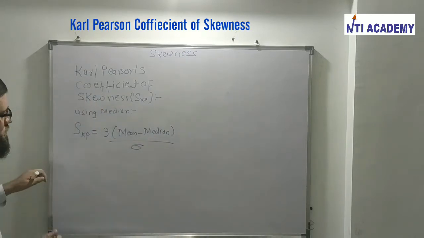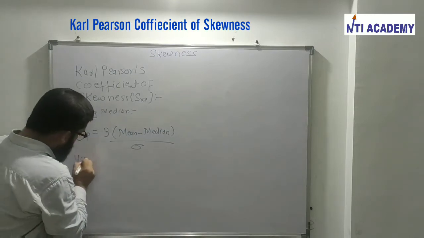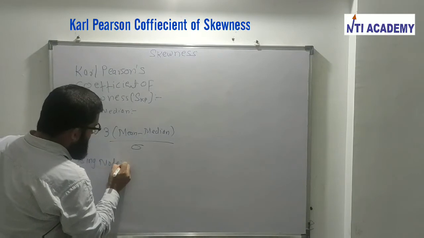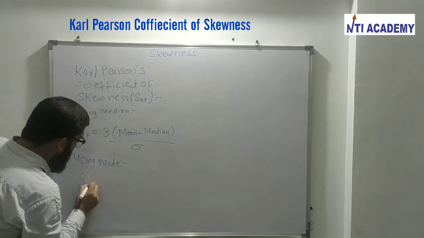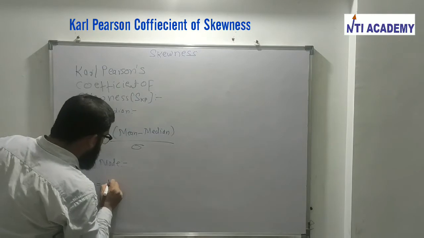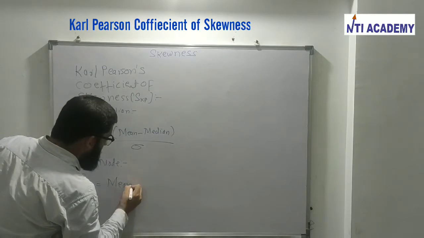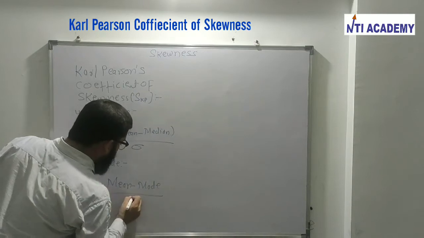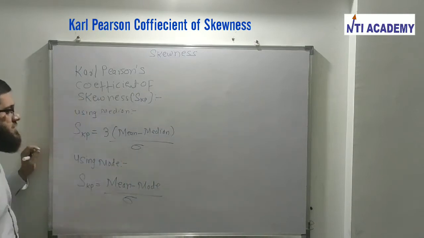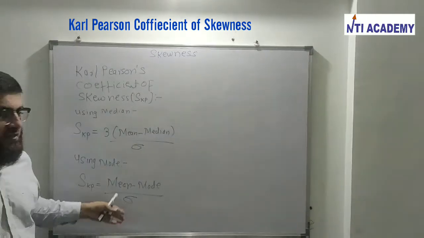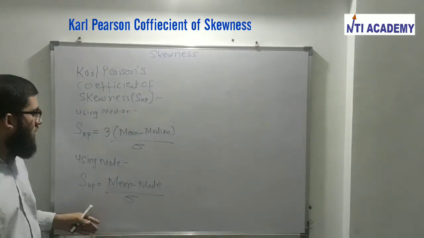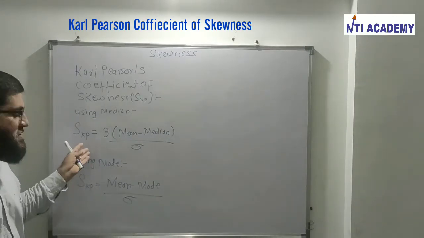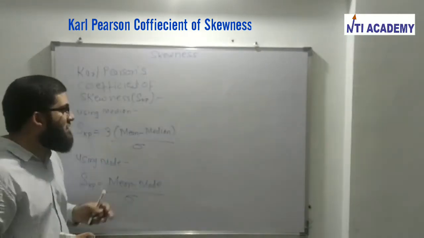If you are using mode, then you can have the formula as mean minus mode divided by standard deviation. So these are two methods using which you can find the Karl Pearson coefficient of skewness of a given sample.